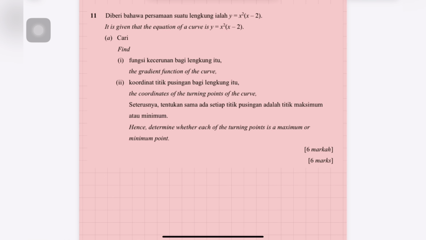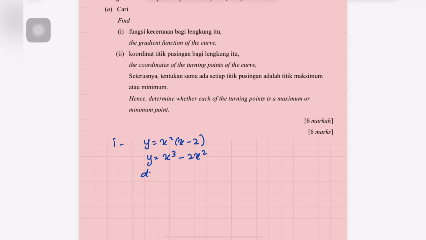Number 11, it is given that the equation of a curve is y equals x squared times (x minus 2). A, find (i) the gradient function of the curve. Okay, so given here, (i), y equals x squared (x minus 2). To find the gradient function, actually we are going to find dy/dx. This one we need to expand first. y equals x cubed minus 2x squared before we differentiate with respect to x. So then we will get dy/dx, which is 3x squared minus 4x.